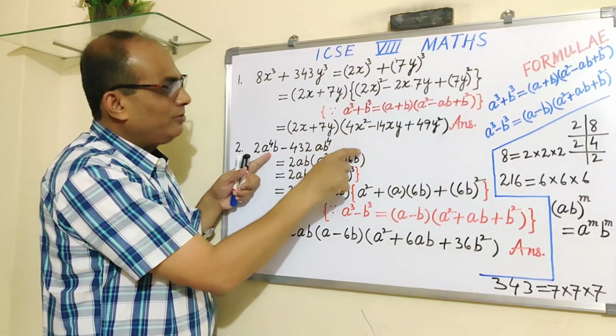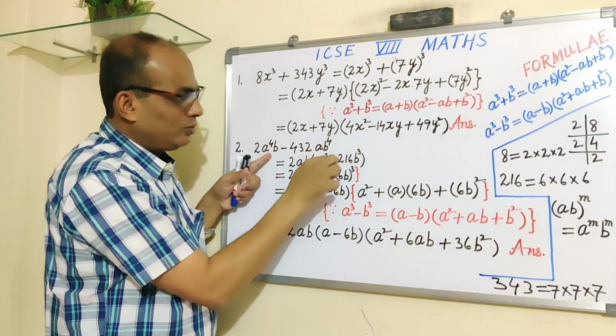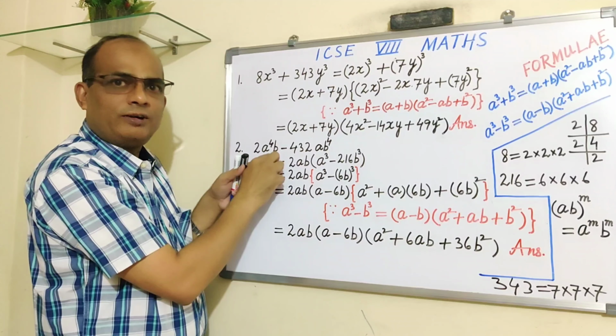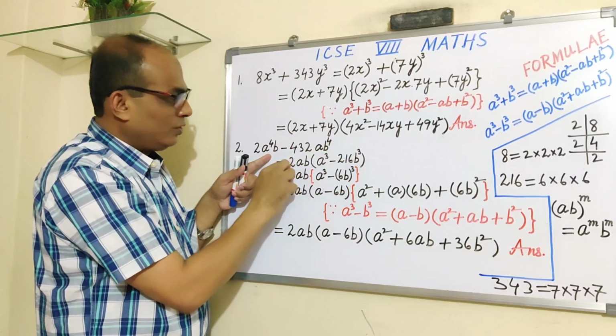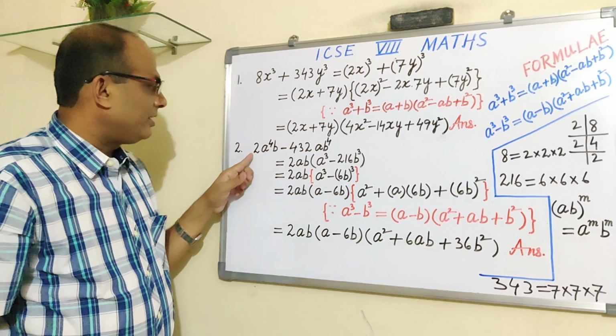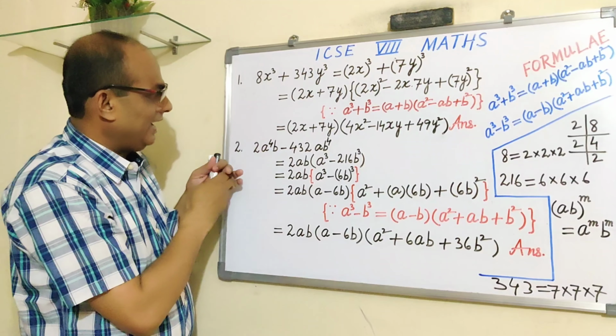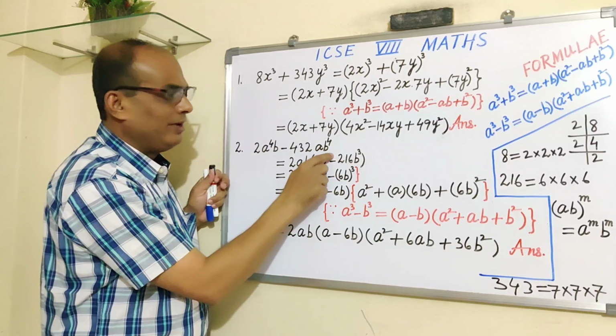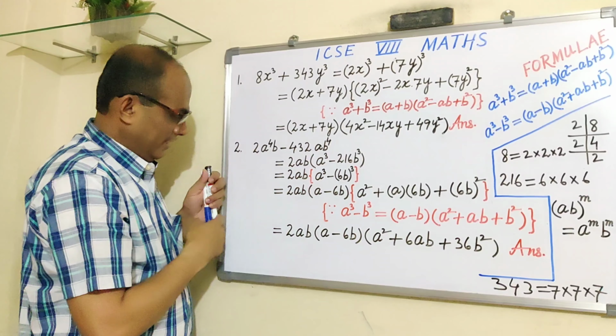Right? b to the power 4 means b into b into b into b, 4 times. So you get b here also, and here you have 1b. So b is also common. So 2ab is common. When you take 2ab common, this 2 is outside the bracket, and from a raised to the power 4, a you have taken common. So a cube will remain.